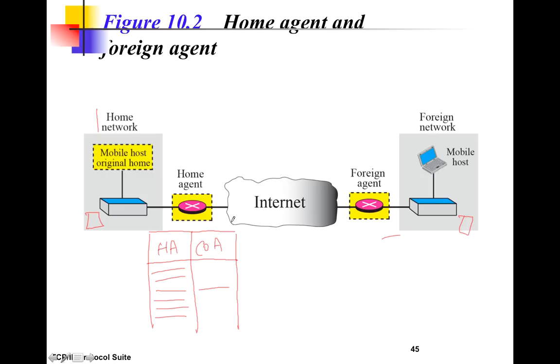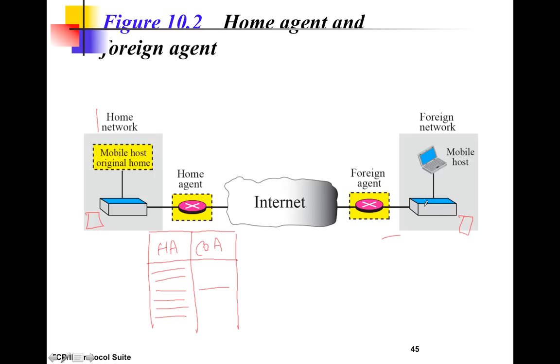Similarly, your home agent here has got a record of all the devices that are roaming in another network, okay? And so when the mobile goes to the foreign network, it will be assigned the care of address by the foreign agent. But as I said, this address is temporary. It has got a limited time. After that time, the mobile has to again apply for an extension of that care of address. Okay?